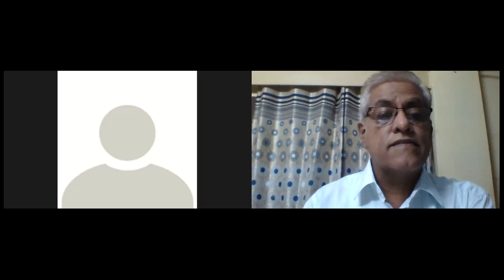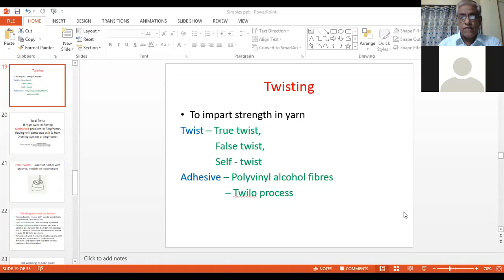Hello friends, today we will discuss the twisting operation in simplex. Till now we have discussed the objects of simplex, and in that we have discussed that there are three main objects of simplex: drafting, twisting and winding.